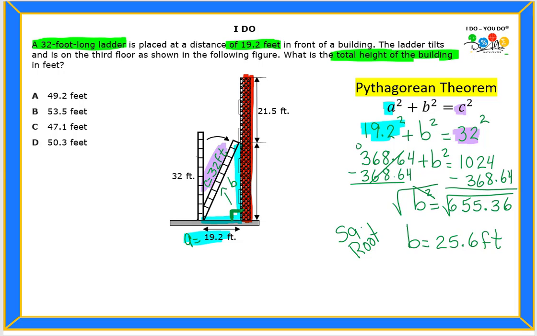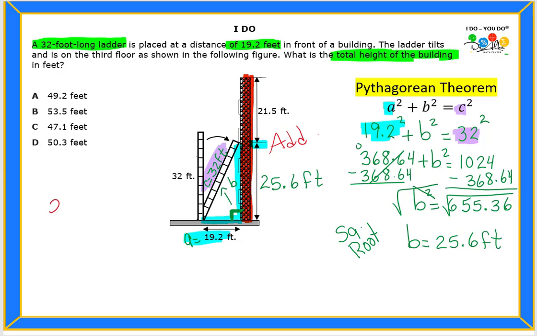So look at what we're going to do. I'm going to come back to the picture, and I'm going to write down my answer here. This is 25.6 feet. Now look at the blue color. It's only up to here. So that's not the height of the building. The height of the building will be if you actually add these two numbers. So you got to be careful with that.